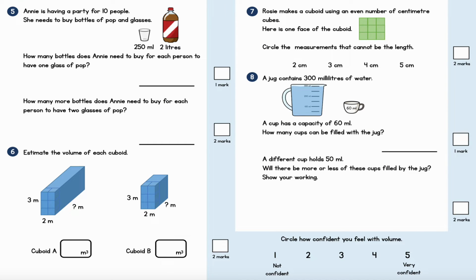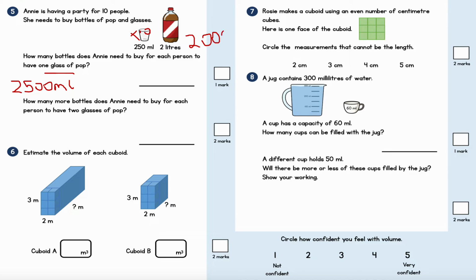This is question number 5, guys. Annie is having a party for 10 people. She needs to buy bottles of pop and glasses. So we've got 250 milliliters and 2 liters. How many bottles does Annie need to buy for each person to have 1 glass of pop? So 250 times 10 is 2,500 milliliters. So I've timesed that by 10. 2 liters is 2,000 milliliters.